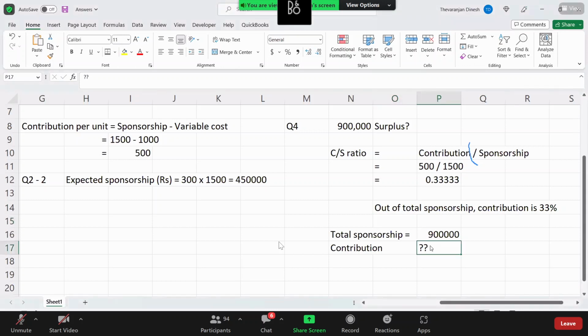So your answer is very close. That is 900 into the answer, right? It is exactly 300,000 rupees. Yes, correct. If the sponsorship is 9 lakhs, then contribution is 33%. That is 300,000, 3 lakhs. That is the contribution.